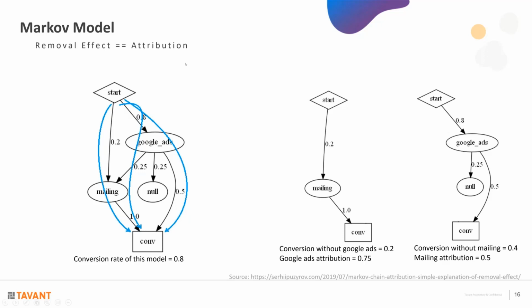The removal effect is to remove a channel from the graph and look at the change in the probability of conversion, to come up with how much impact that channel had in bringing up the conversion, from where it was not there to while it was there in the mix. So this is how the Markov model works.